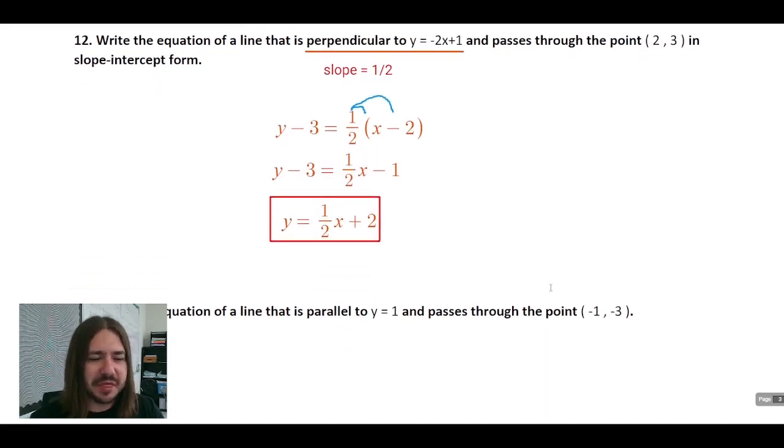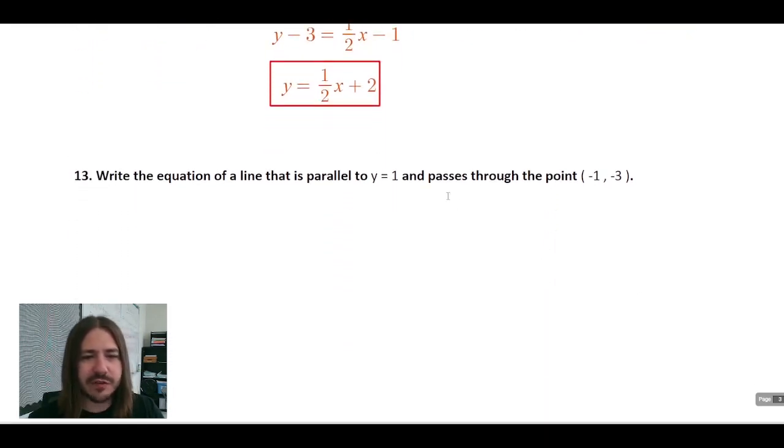Moving right along, number 13. Write the equation of a line that's parallel to y equals 1. Okay, so y equals 1, just to remind you, I'll sketch that out real quick, is a horizontal line. This one's actually pretty easy if you try to visualize it. Y equals 1 is right about here. So if it's parallel to that, then it also has to be horizontal.